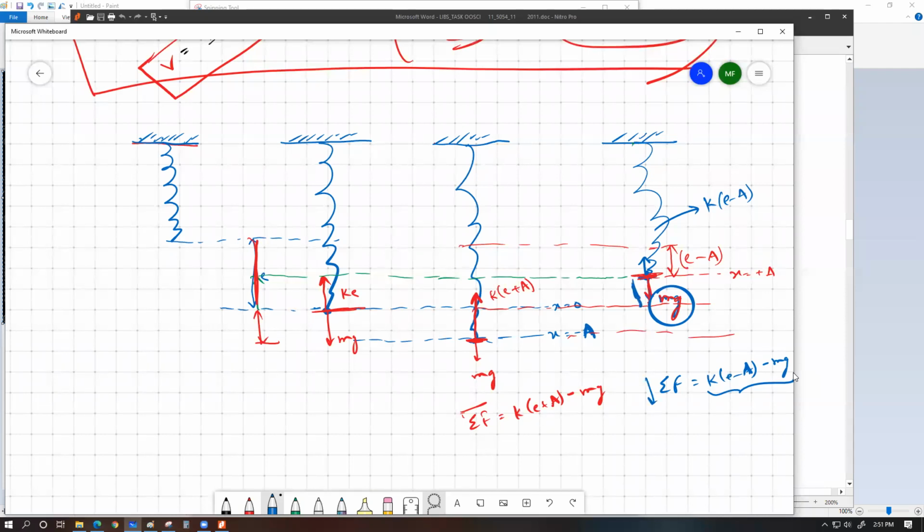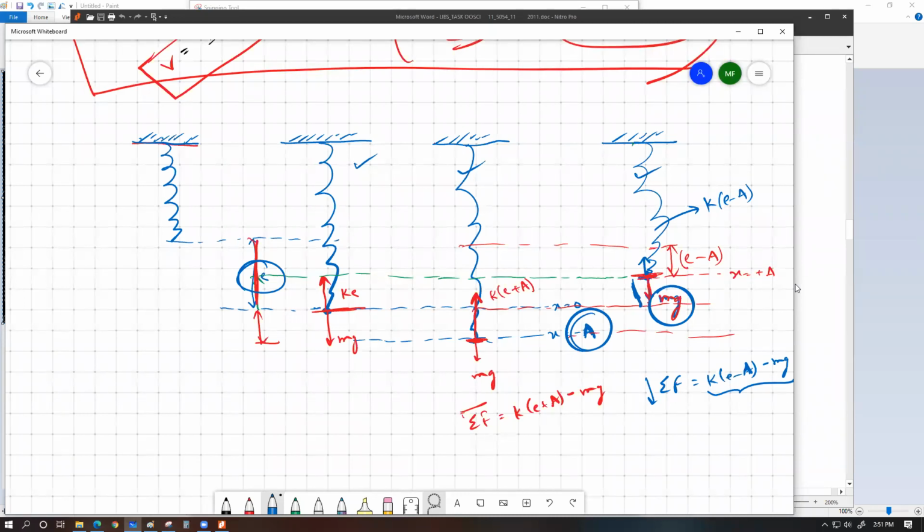The point that I'm trying to make is that if it so happens that the amplitude of the oscillation is somewhat smaller than the initial extension, then you're going to have the spring extended for the whole oscillation process. Important information: the spring is never going to become compressed.